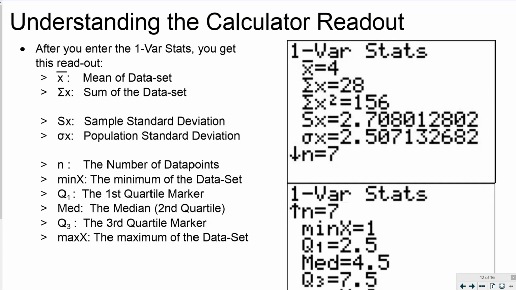What's going to happen is it's going to pull up a bunch of readout. It's going to pull out a readout like this. So what I did here is I took 7 numbers and put them in my graphing calculator. I went to the one variable statistics, and it spit out this data. So here's what it all means for you.